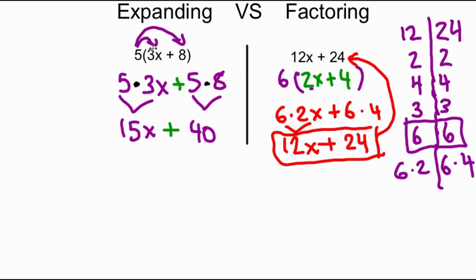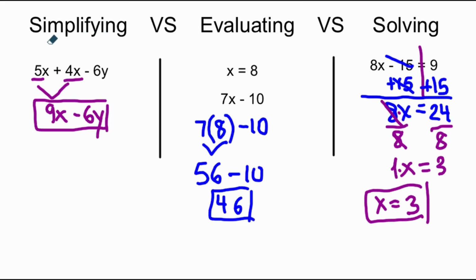This is one way to eliminate any parentheses in any equation, by distributing the number outside of the parentheses with what's inside of the parentheses. Okay? So, in a recap, what did we learn about today? Well, we learned about the difference between simplifying, evaluating, and solving. Simplifying, you're simply combining the like terms so that you can reduce the number of terms.